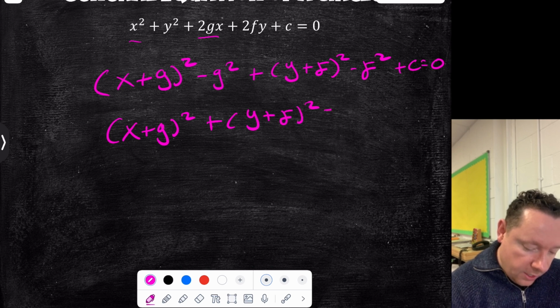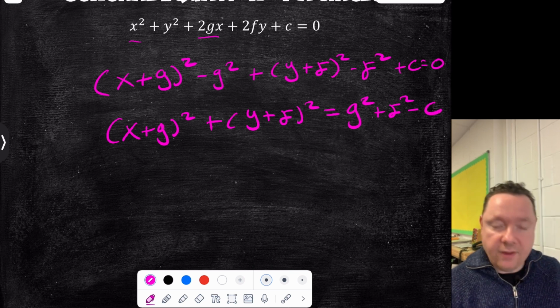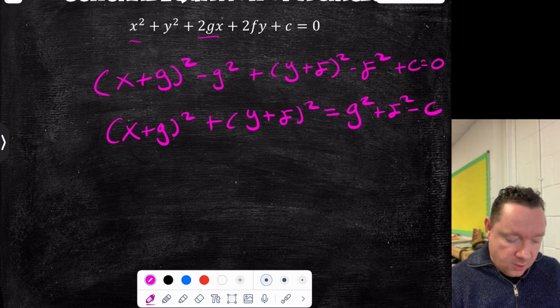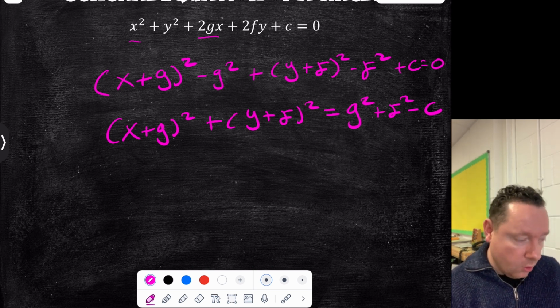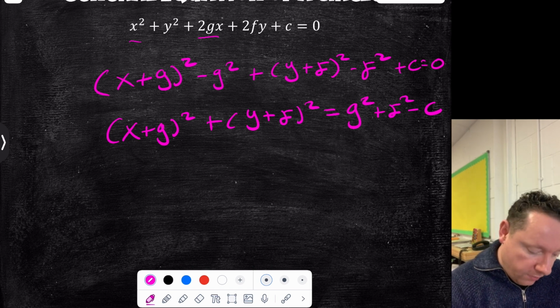Moving everything to the right, we have minus g squared becomes g squared, minus f squared becomes f squared, and that's minus c. Well, g, f, and c are just numbers, so that could be like r squared. So I've got (x minus a) squared plus (y minus b) squared equals r squared. Essentially here, it says plus instead of minus, but that doesn't make a difference because a number can be negative anyway.